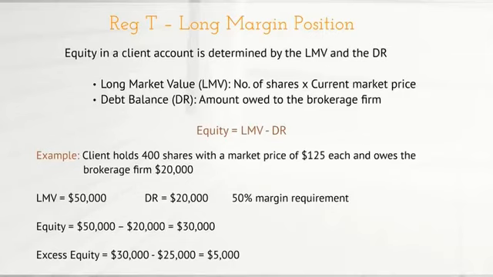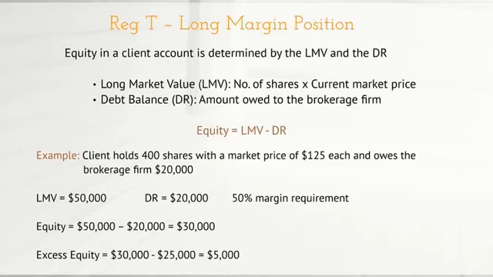In our example here, we have a client who has 400 shares with a market price of $125 each, but he owes the broker-dealer $20,000. So our long market value is $50,000, less what he owes the broker-dealer of $20,000, means his equity is $30,000. Now he also has to maintain 50% margin requirements as well, or else he'll become a restricted account, which we'll look at in just a minute.